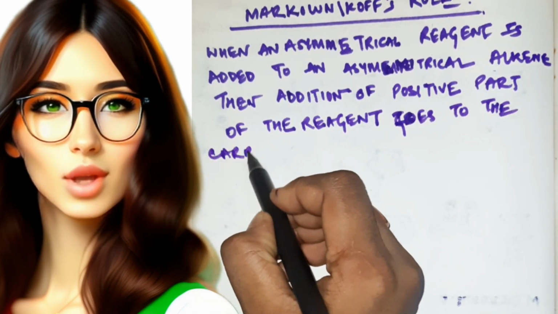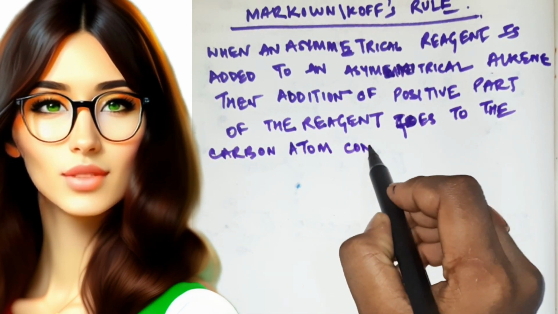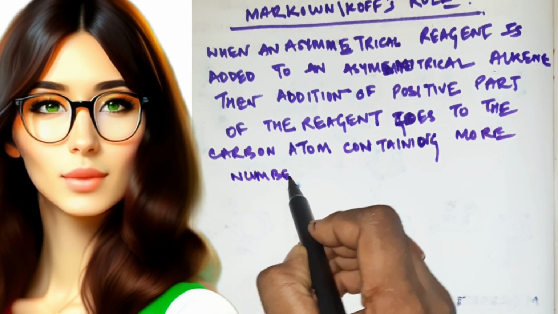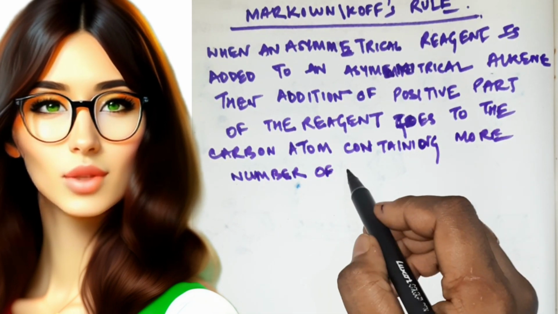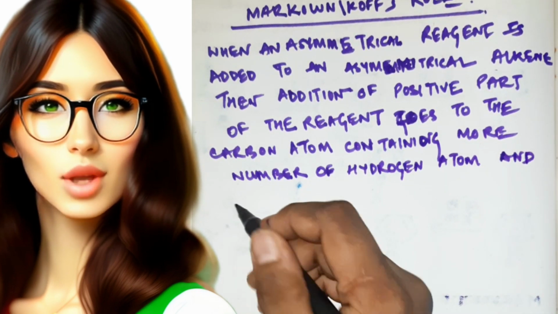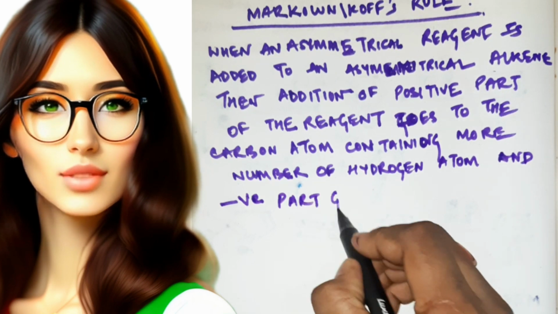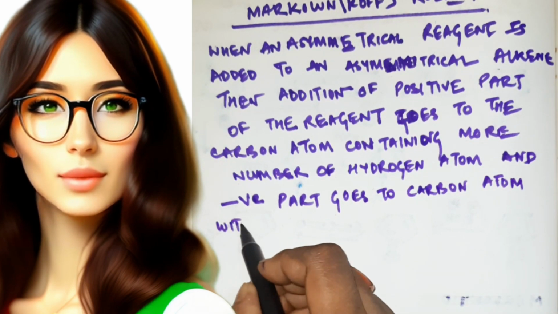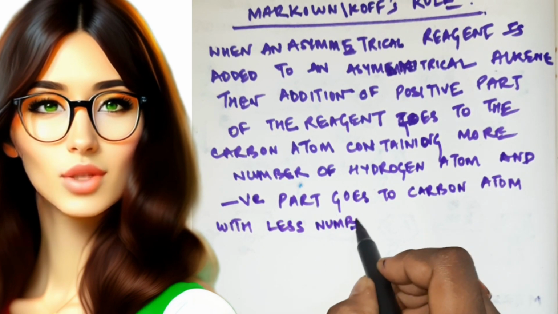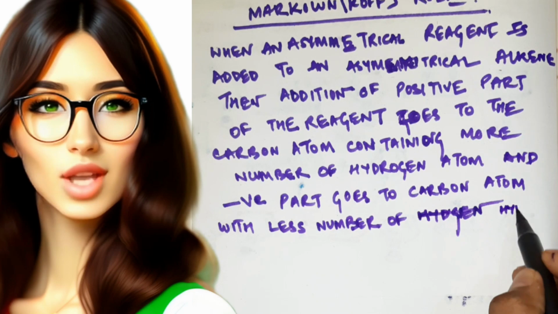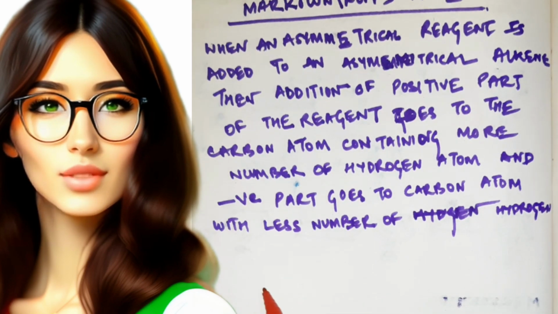And why does it happen? We will show you through the reaction mechanism. If we understand the reaction mechanism, we will understand why this happens: the negative part goes to the carbon atom which has the least number of hydrogen atoms, whereas the positive part goes to the carbon atom which has the highest number of hydrogen atoms. So we will go through the mechanism of it.